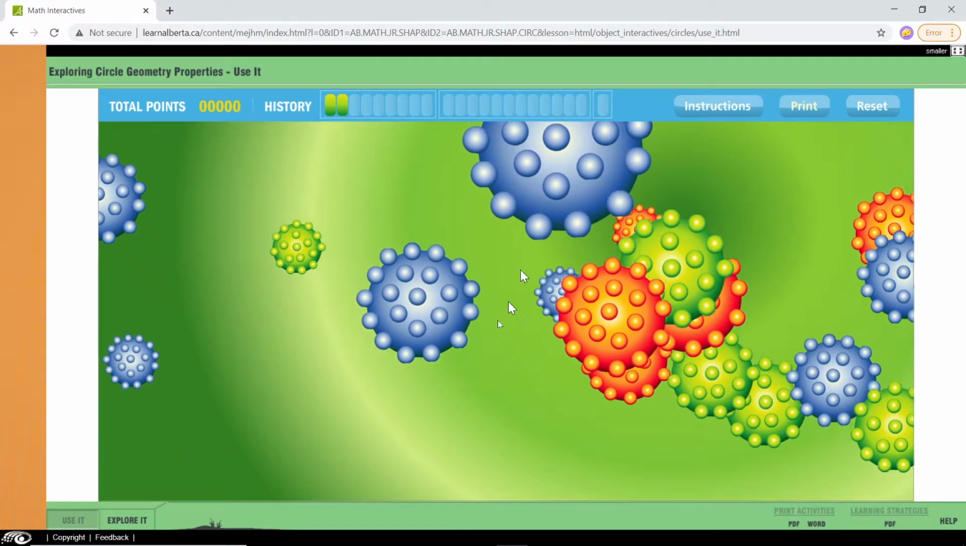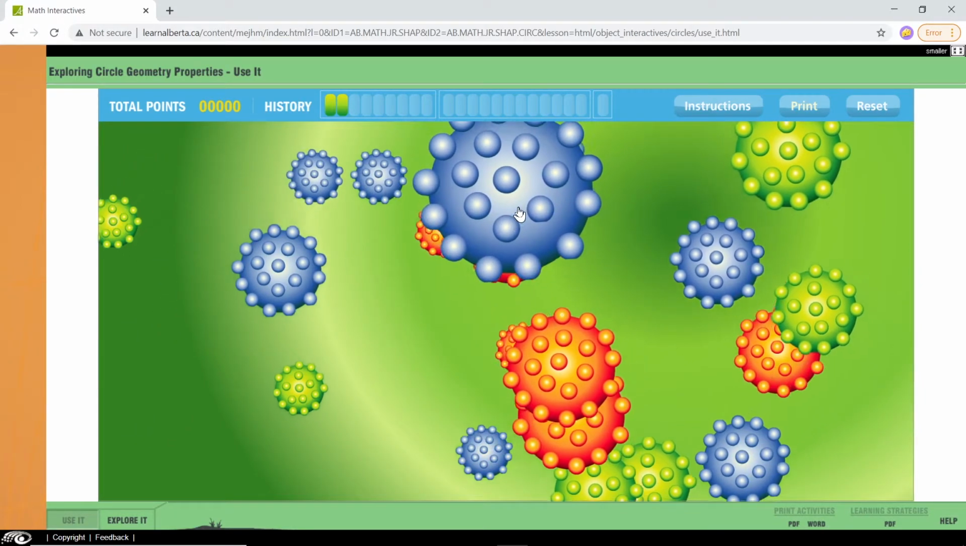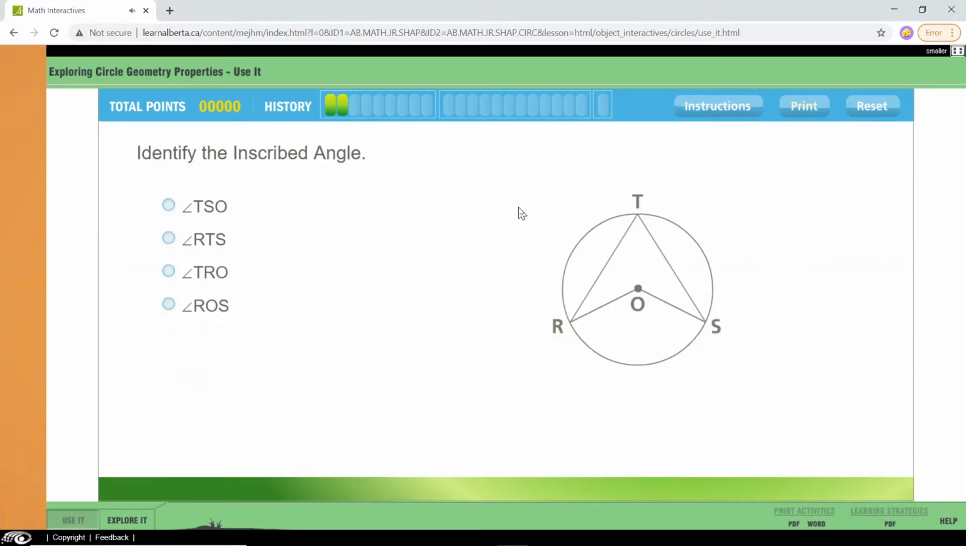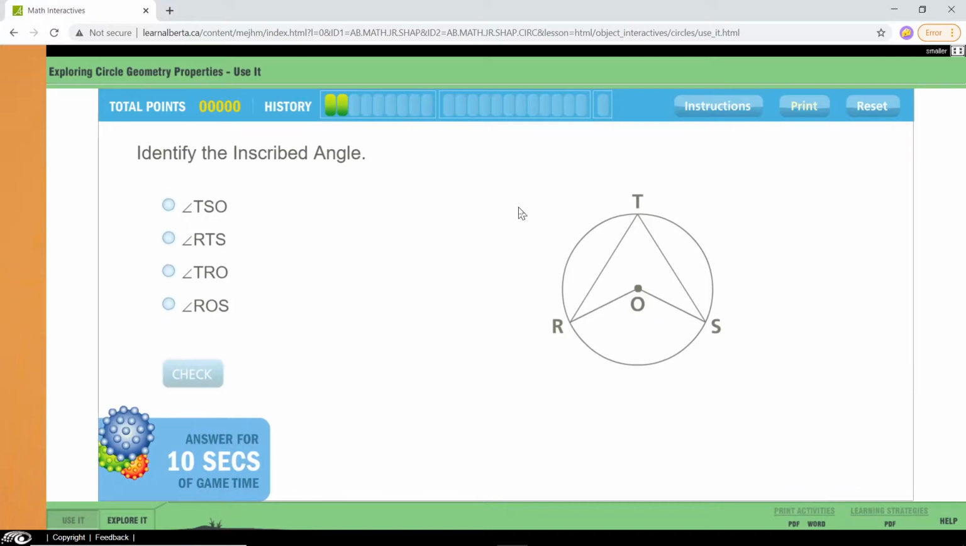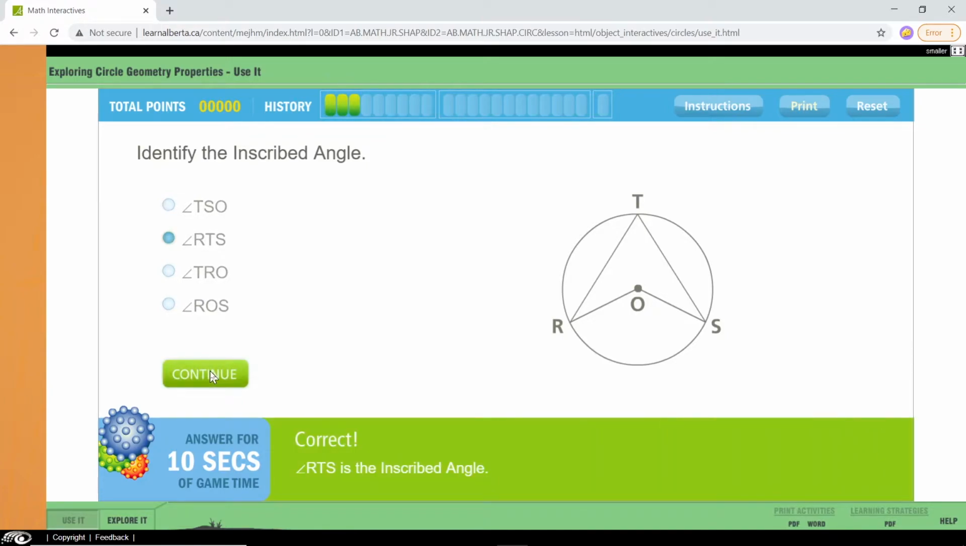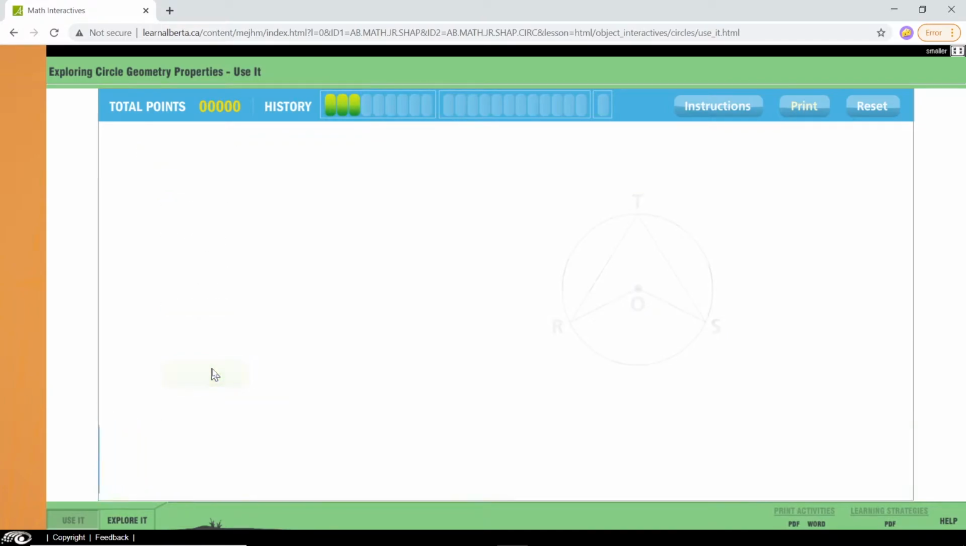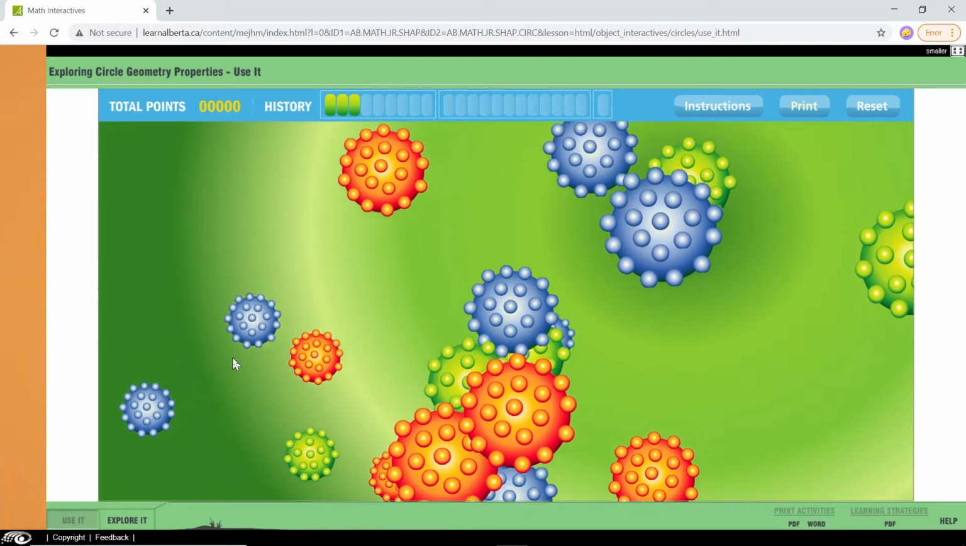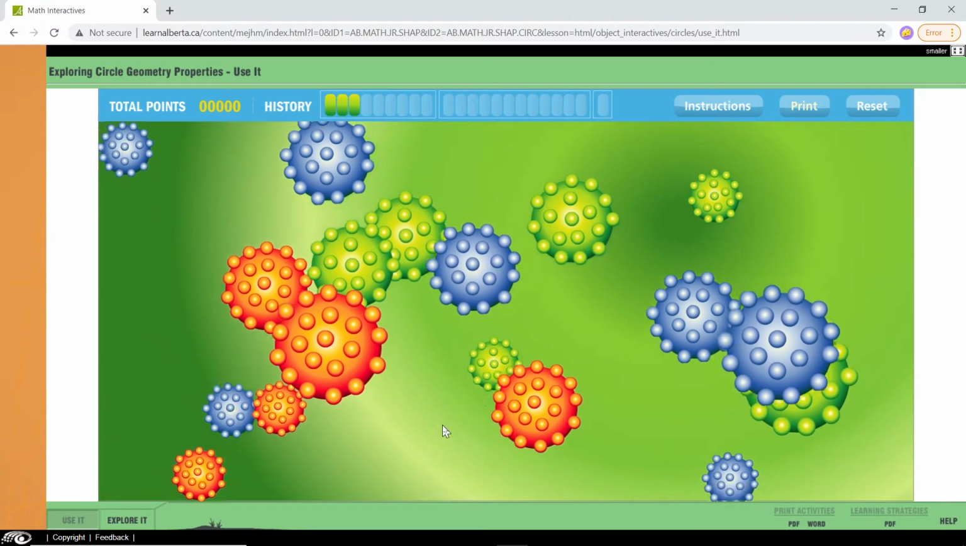So we choose another circle, which might be the biggest here. Okay, now identify the inscribed angle. The inscribed angle is above the center angle, which is angle RTS. Okay, correct. Now let's proceed. We choose another question.